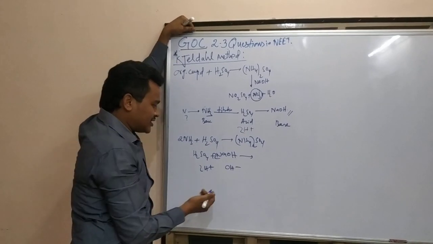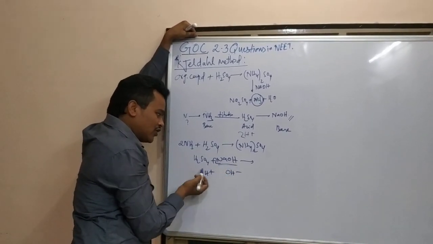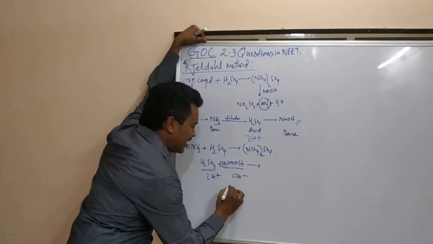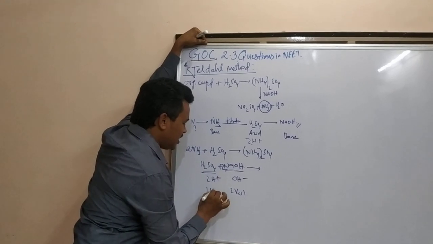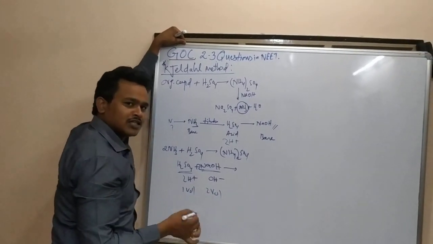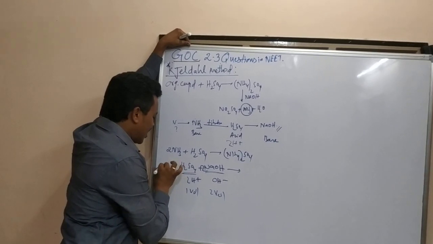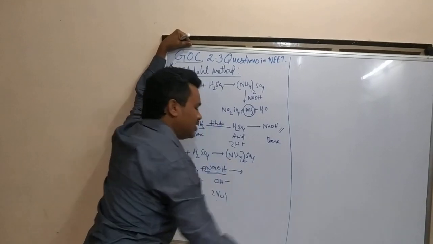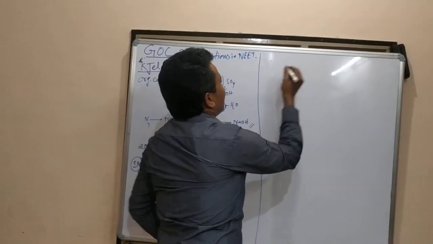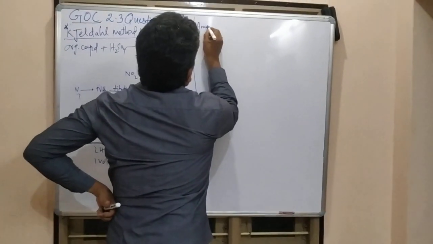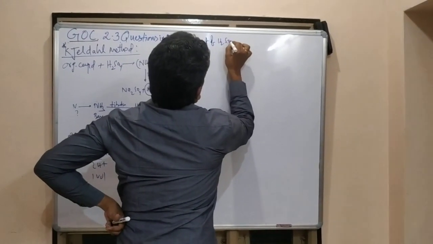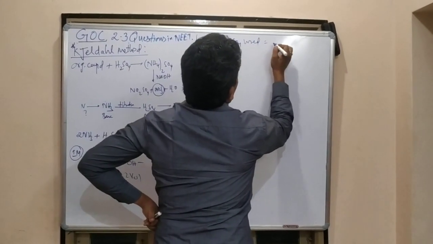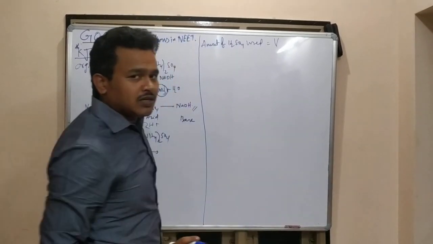Understand? So what I am going to say here: 2 moles of NaOH means 1 mole of acid only reacted. Here 2 volumes of NaOH means 1 volume only. In a similar way, we are going to consider all are 1 molar for our calculation purposes. Here, what is the amount of H2SO4 used? That is considered as V, for example V mL.